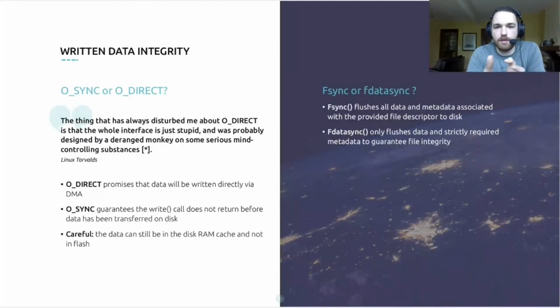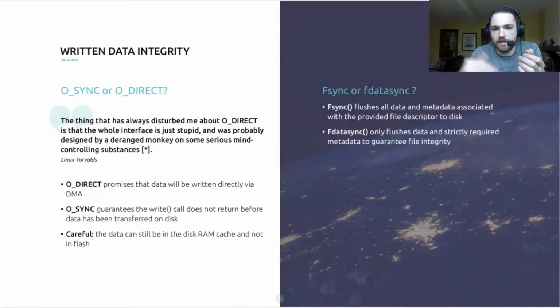Even besides the remarks by Mr. Torvalds, the main difference is that O_DIRECT promises that the data will be written directly to the drive via a DMA. O_SYNC guarantees that the write call, when you write data, will not return before data has been transferred on the drive. This is what you want to use because this is what ensures that your data is on the drive. However, it can still be in the RAM cache in the drive and not in the flash memory. So this is still to keep in mind.